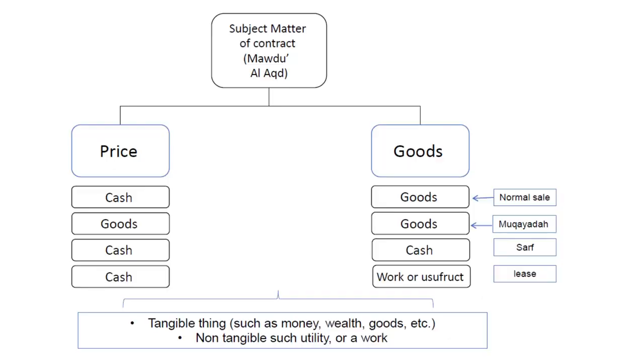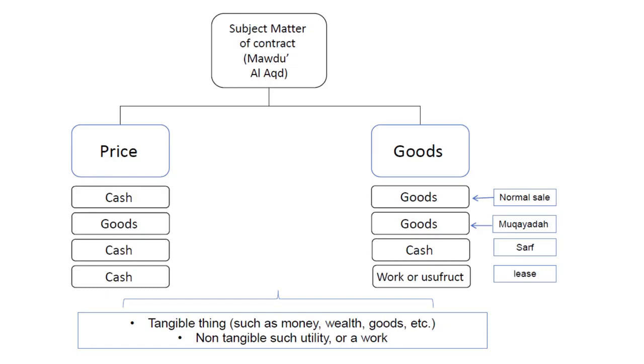Let me go through the discussions. In a typical contract we have the subject matter, which is a price and the goods. In normal transactions, the price is in the form of cash, money, and the goods are in the form of assets. We call this a normal sale. But it may happen that the price is goods as well, such as food or commodity, and the goods are also a commodity. Then you have what is called muqayada, meaning commodity versus commodity. So the first is price in cash versus commodity.